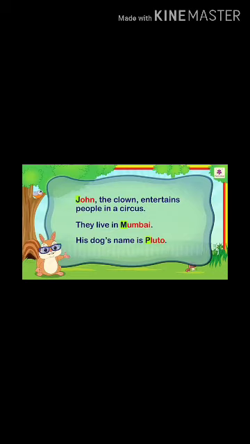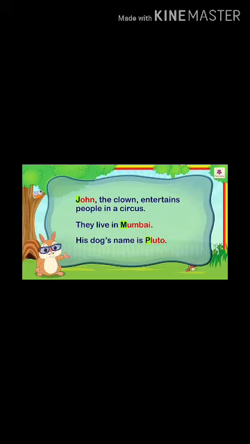Now in these examples you can see John, Mumbai. These are the proper nouns, and Pluto also. I am going to explain it again. John is a proper noun, and in all these proper nouns the words have been written in capital letters. John, J is capital; Mumbai, M is capital; Pluto, P is capital. John is the name of a clown, so John is a proper noun because a particular name has been given to a clown. And clown is a common noun because there are so many clowns.